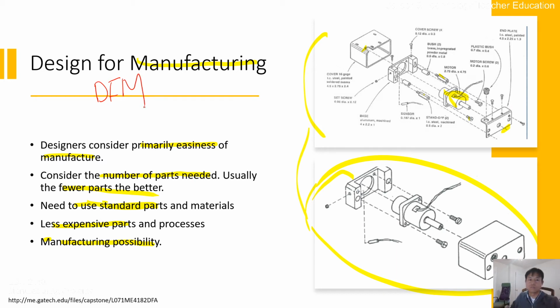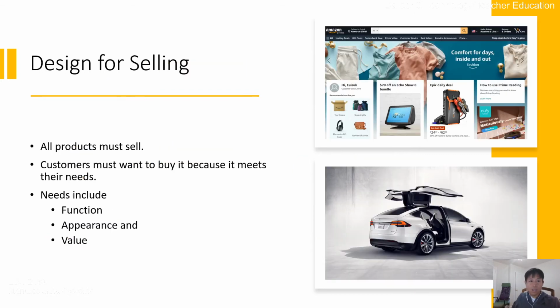This refers to design for manufacturing. And the third one is design for selling, right? So all products should be sold. The customer must want to buy, because the product should meet their needs and wants.